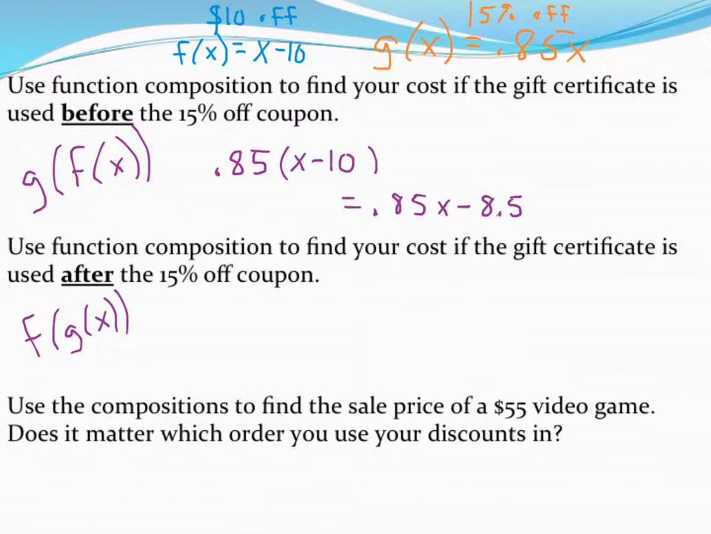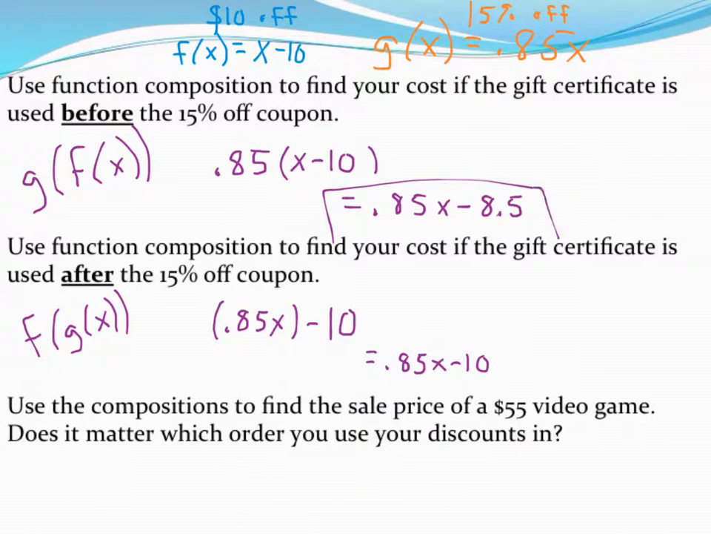So let's try doing the 15% off first. So I'm going to write down the f function with a big old blank space where the x is. So I get blank minus 10. And then within that blank space, I'll write the other function, in this case the 85%, or 0.85 times x. Now in this case there's nothing to simplify, so I'll just drop the parentheses and get 0.85 times x and then minus 10. Well, even just looking at those two equations, we can probably figure out what's going to be the better bet, which one should save us the most money.